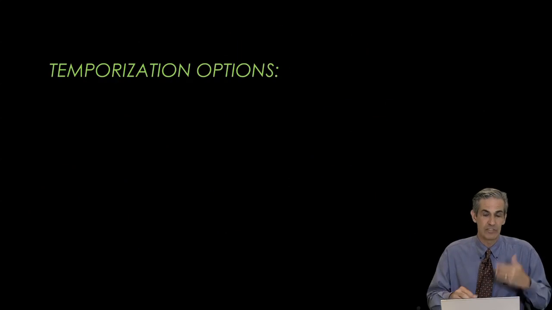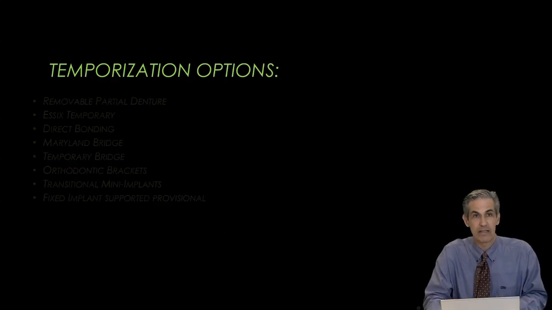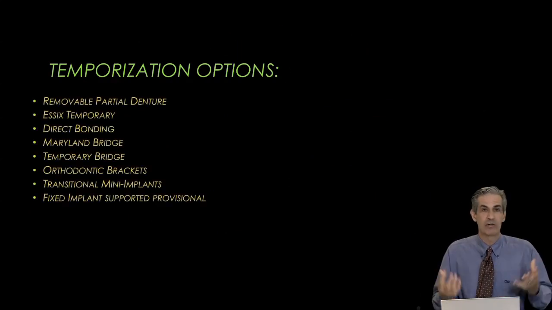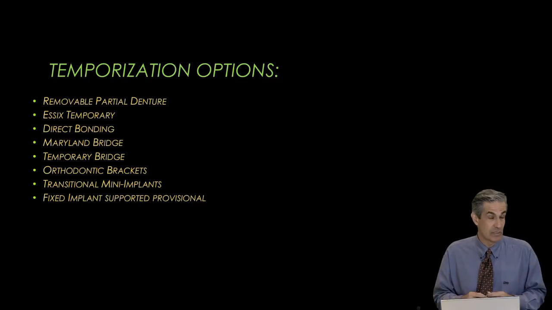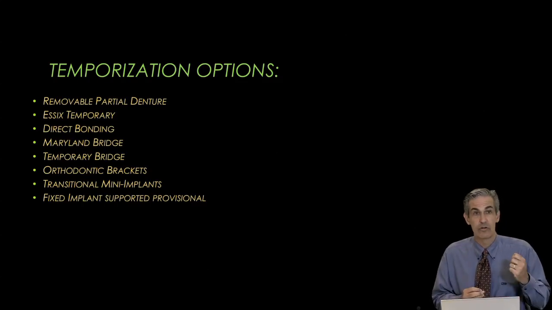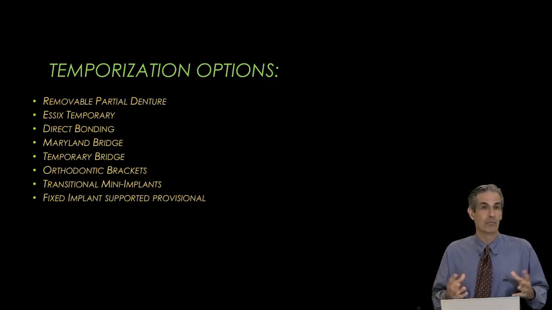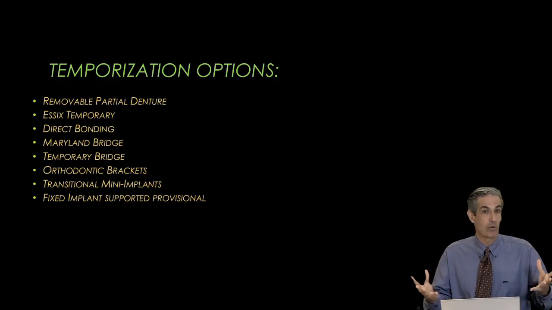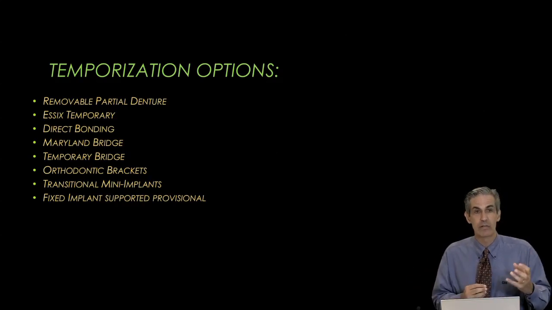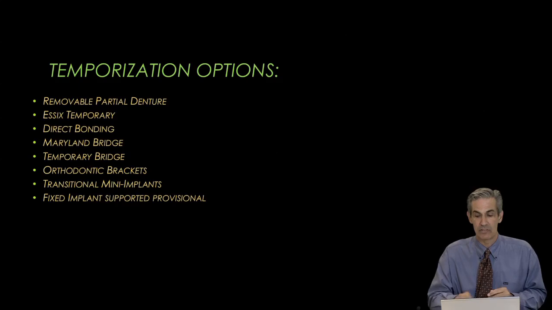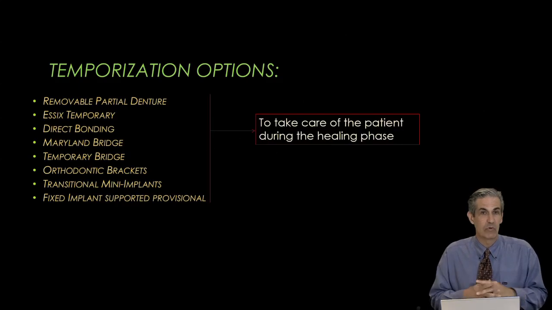So what are the options? Just a list, and then we'll go through them exactly. We can do removable partial dentures, S6 temporaries, which is one of my favorites nowadays, direct bonding, Maryland bridges, temporary bridges, orthodontic brackets, transitional mini implants, and fixed implant supported provisionals. All these things really take care of the patient during the healing phase.